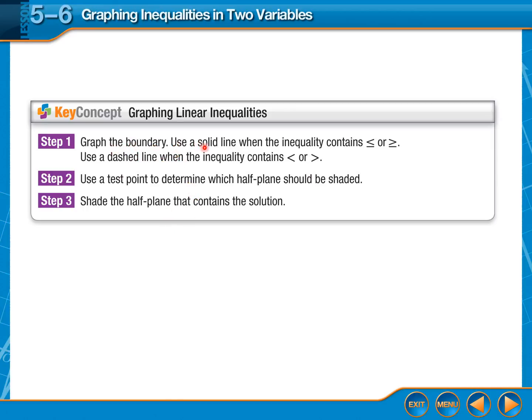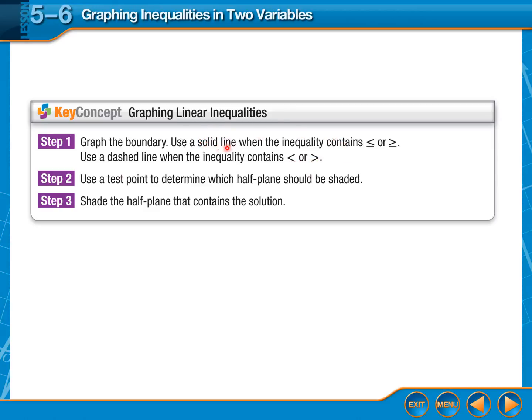We use a solid boundary line if the inequality is less than or equal to or greater than or equal to. We use a dashed line or a dotted line when the inequality contains just less than or greater than.